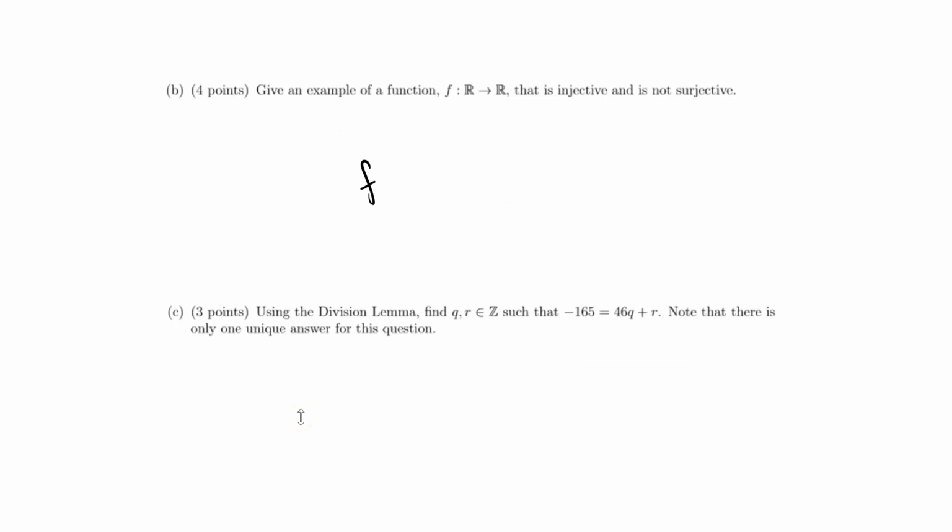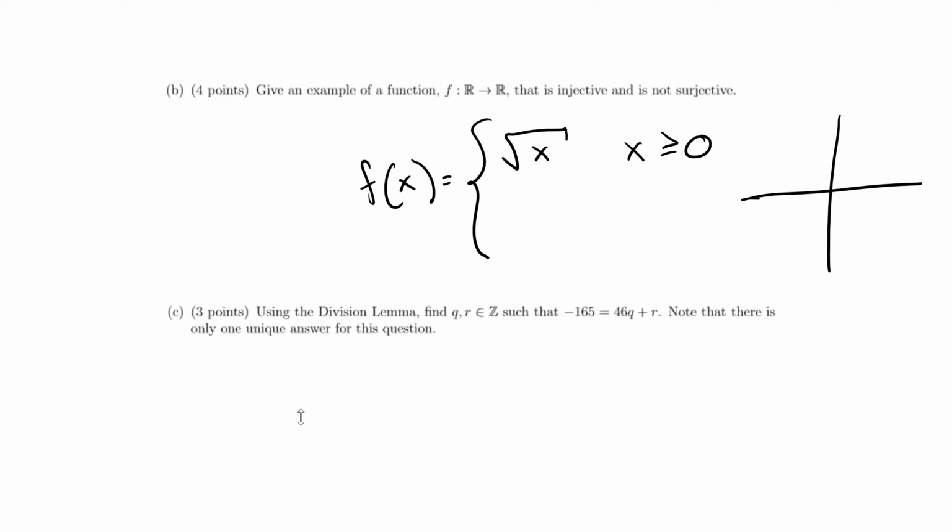We could always make it a piecewise function. So f of x equals, how about, square root of x if x is greater than or equal to 0, so we get 0 to infinity on the y-axis. So we need to miss something down here. What if we did x minus 1 for x less than 0, and so we would miss like negative 1/2. Okay, good. But still injective.